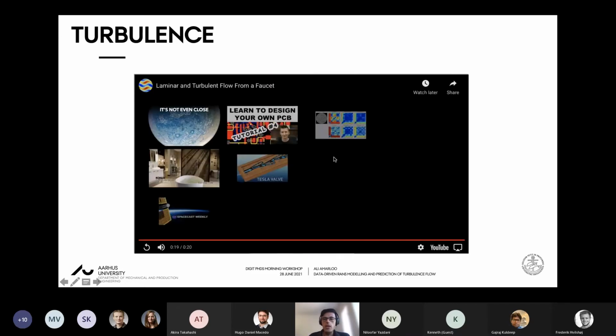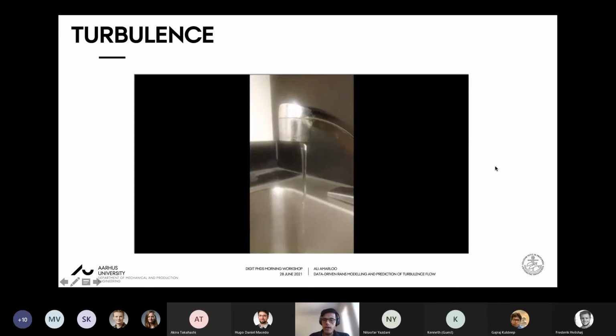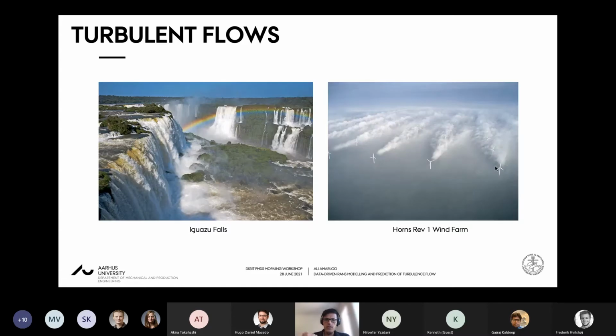When we look at nature and around in the industry and everywhere, we see that mainly everything is turbulent. And we need to find a way to predict their behavior. So if you want to design something or build a new thing, we need to know the behavior of the flow.